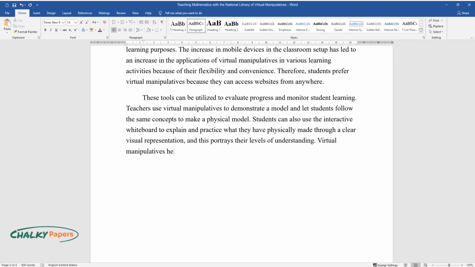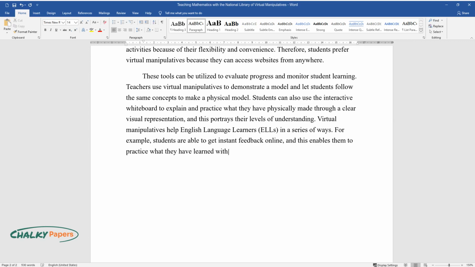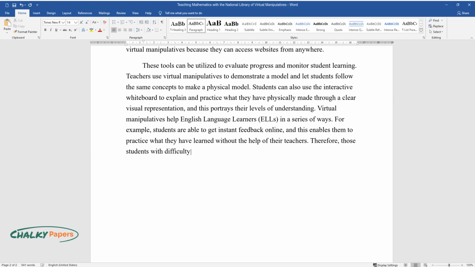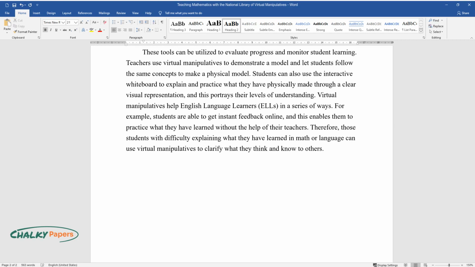Virtual manipulatives help English language learners, ELLs, in a series of ways. For example, students are able to get instant feedback online, and this enables them to practice what they have learned without the help of their teachers. Therefore, those students with difficulty explaining what they have learned in math or language can use virtual manipulatives to clarify what they think and know to others.